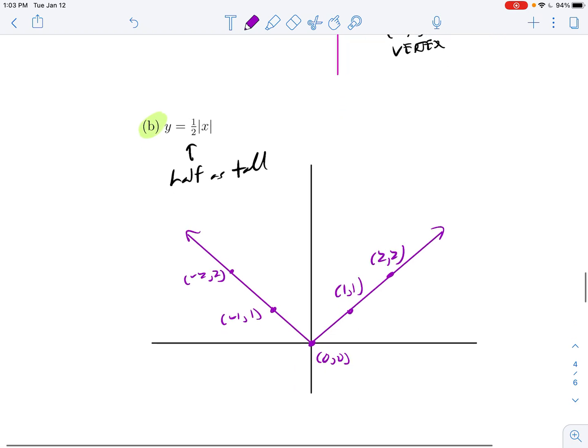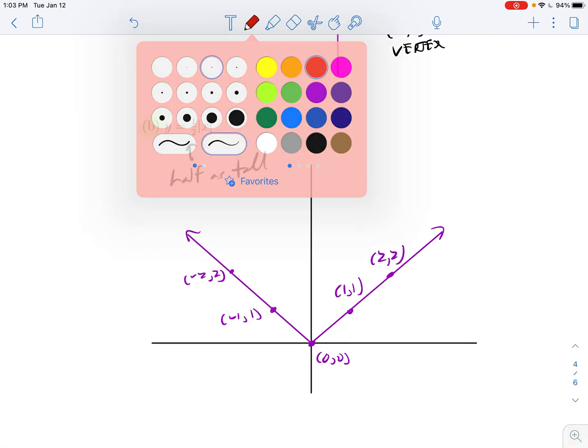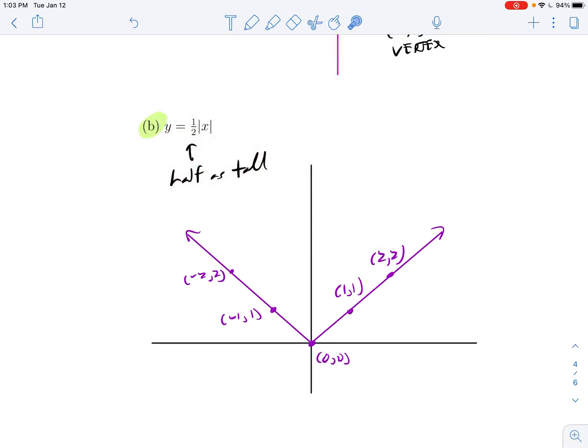When I multiply by 1/2, I make every point half as tall. So here, 2, 2, when I make that half as tall, I get a point here where the x is still 2, but my y is half as much. Here, I get a new point that's half as tall. The x is still 1, but the y is half as much as it used to be. 0, 0 stays the same.